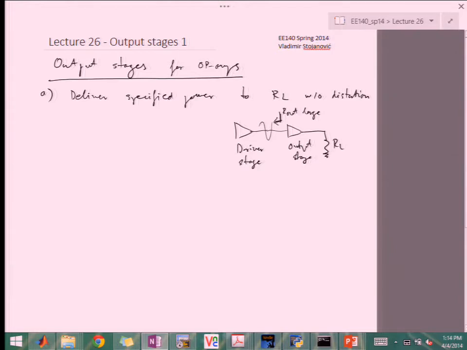But this guy is loaded by an arbitrary RL. It could be 50 ohms, 100 ohms. It could be a kilo ohm, depending on the situation. And so the question is, how do you deliver the same large signal out, but for this arbitrary RL? Depending on the topology, you'll see a different efficiency.